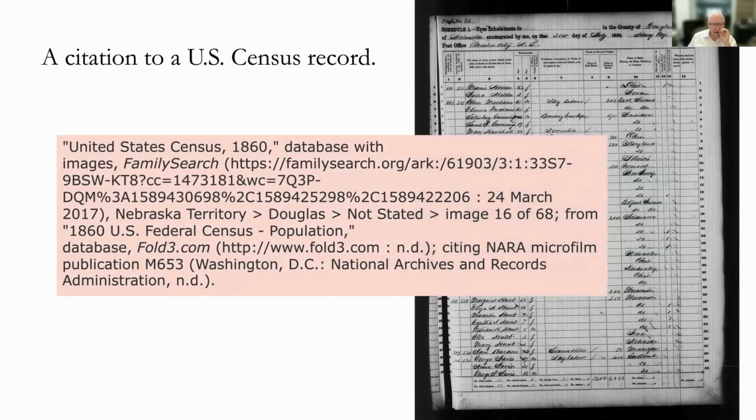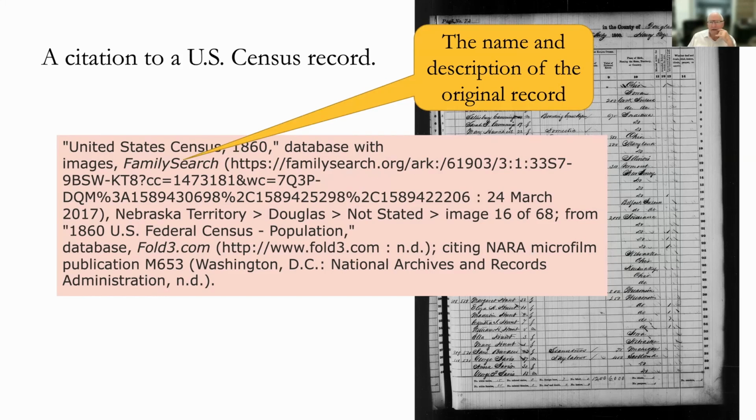Okay, so here's a citation to a US Census record. And this is the complete citation to the United States Census for 1860. And it's for this particular census record, which is in Omaha City. So basically, we're looking at a lot of different parts. So let's look at this.